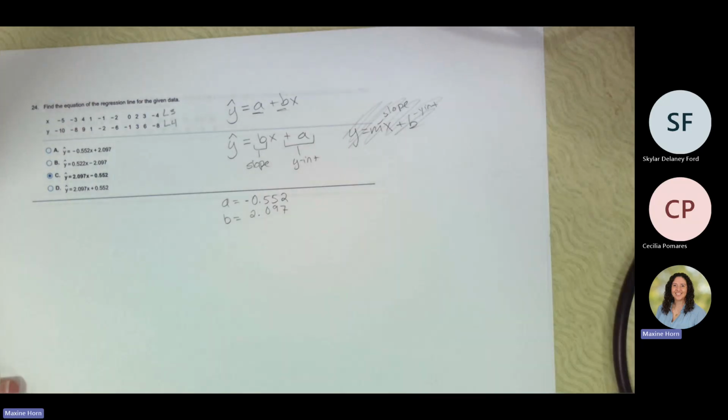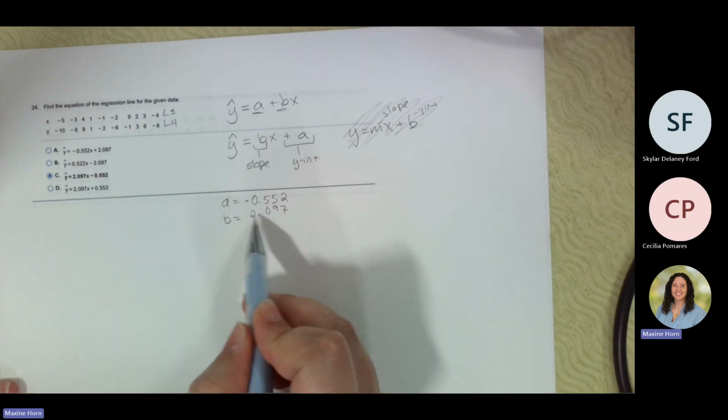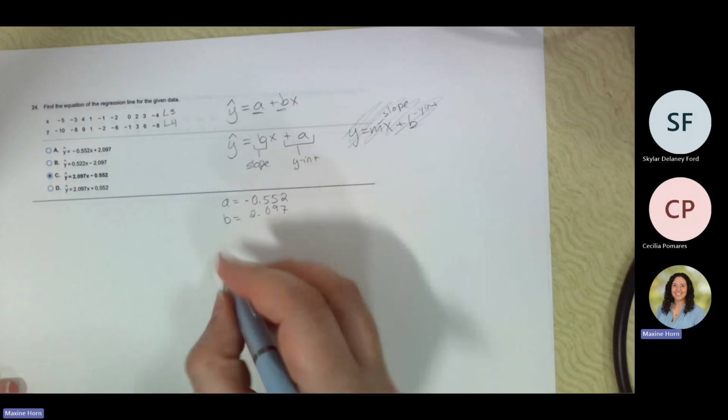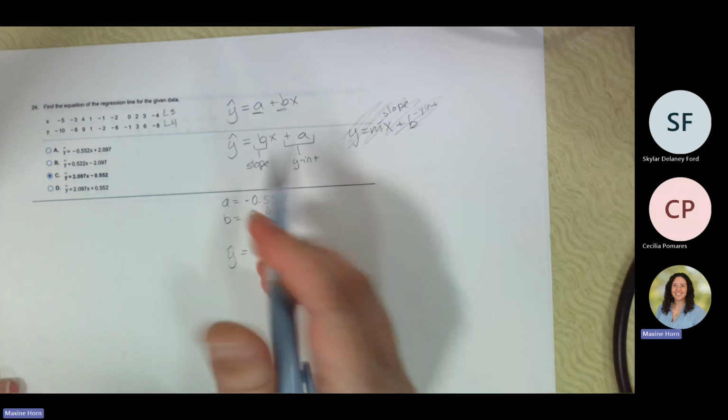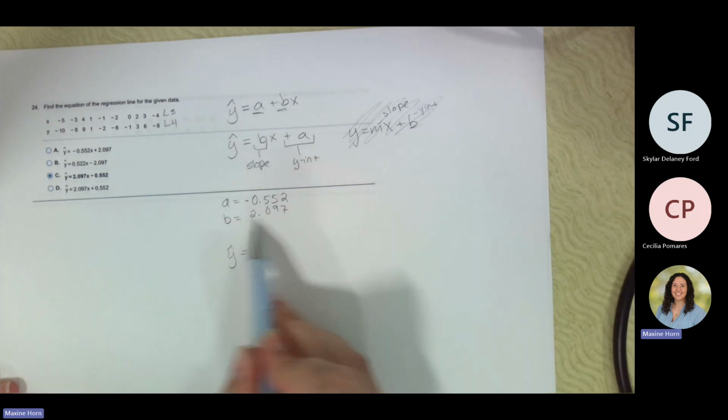We're going to do this 2 ways. We have our a and b. Now we're going to rewrite this equation. So we have y hat equals, and instead of b, I'm going to write what we found b to be.